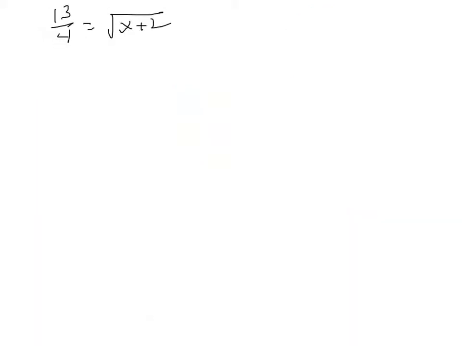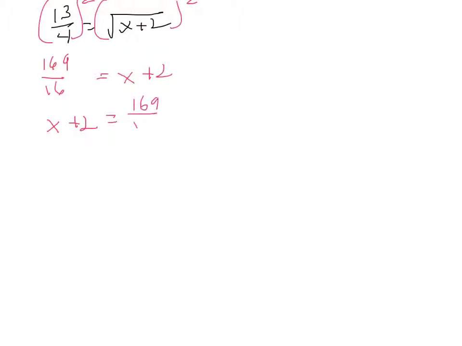Well, 13/4 equals the square root of x plus 2. Now I have a really very simple problem, because all I need to do now is square both sides. And I get x plus 2 equals, well, what's 13/4 squared? 13 squared is 169. 169 over 16. I'm going to write it with my x on the left-hand side. x plus 2 equals 169 over 16.